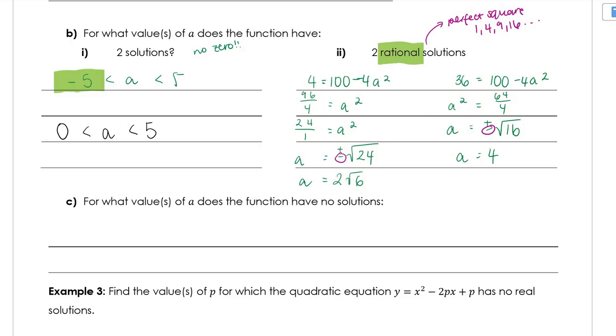Now, if we want values of a for which we have no solutions, that's looking at what point our discriminant function went below the a axis in this point. And in this point, that happened between -5 and 5. Once again, we can't have, sorry, I've drawn that upside down. Once again, we can't have that negative side. So it's only this point onwards which we can count. So a has to be greater than 5 in this case for it to have no solutions.